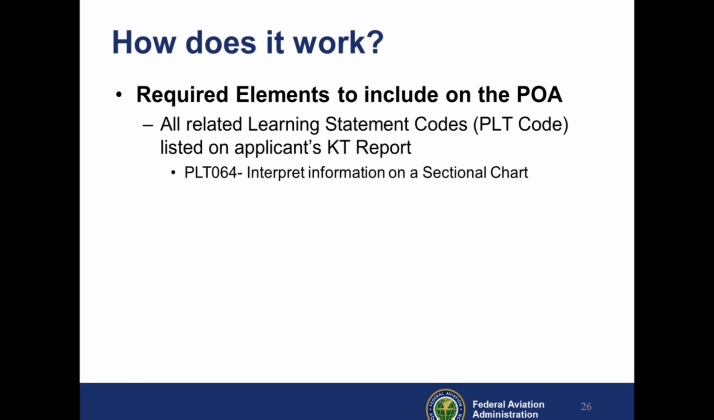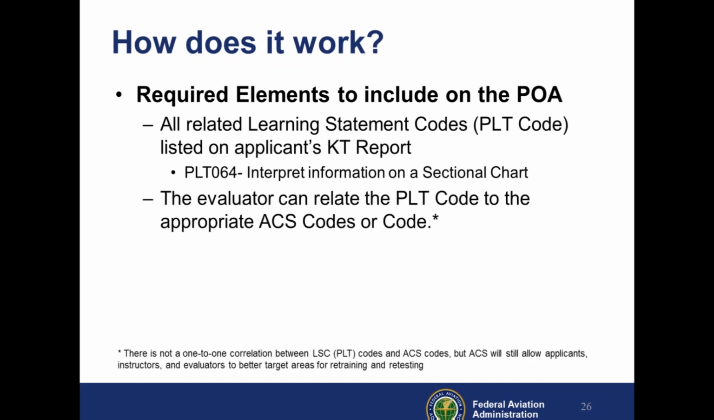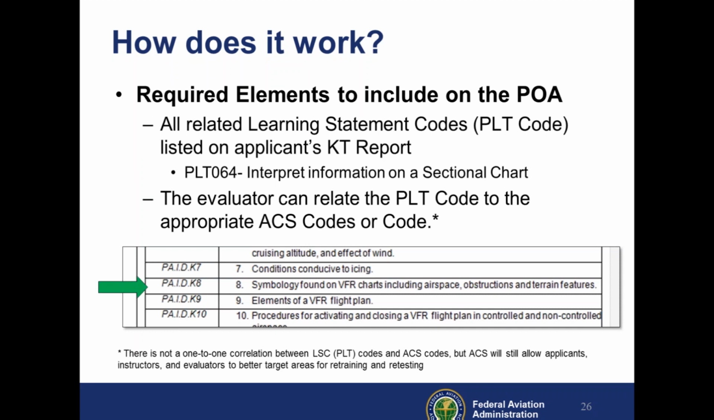Now, we have asked examiners to identify a particular element to the best of their ability. So what they would then do is look at the ACS. Here's an excerpt I have right here. They look at the ACS and they find a reasonable match to that material. So, interpret information on a sectional chart.